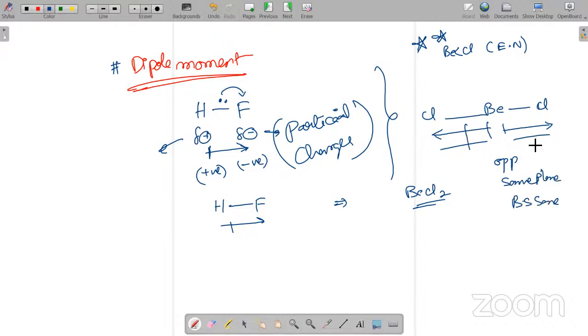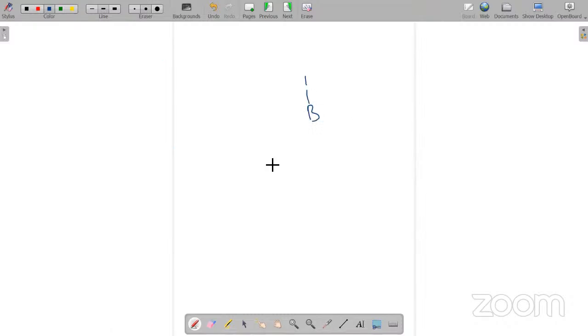So then the net dipole moment will become 0. So this is the 2 bond pair, 0 lone pair case. Okay. So simultaneously, if I'm writing for BF3, very most important. For BF3, boron will exist like this. The bond angle is 120 degrees.